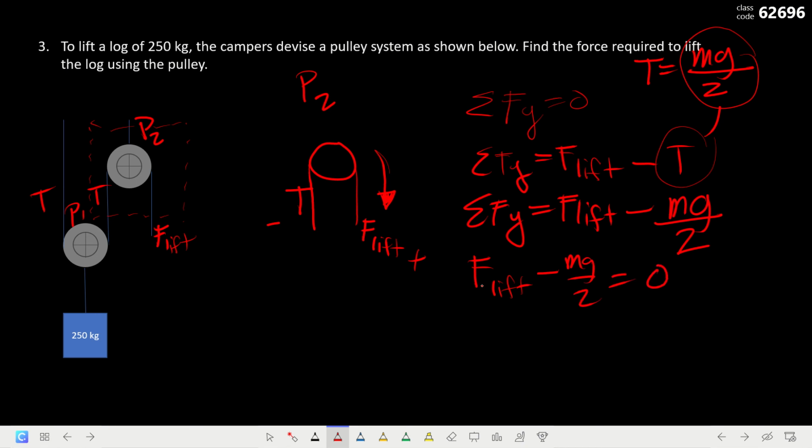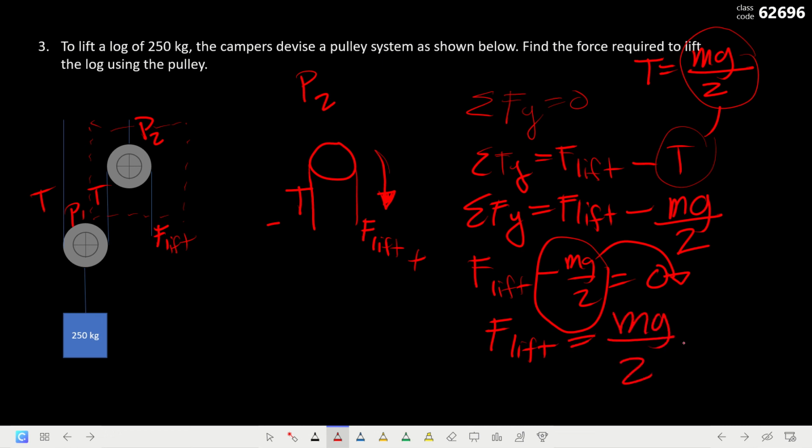To look for the value of the force required to lift the object, we just simply transpose this to the other side of the equation, so that F, the force required to lift the object, is equal to mg divided by 2.